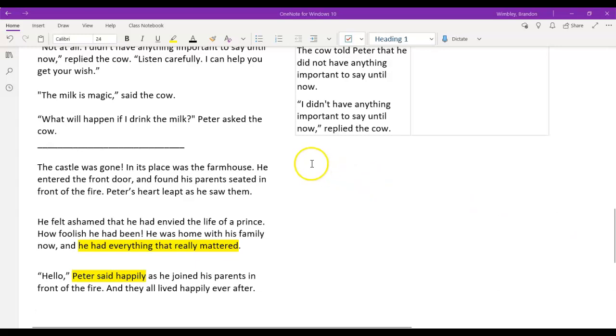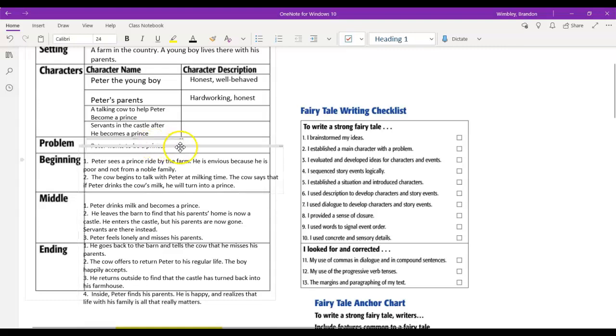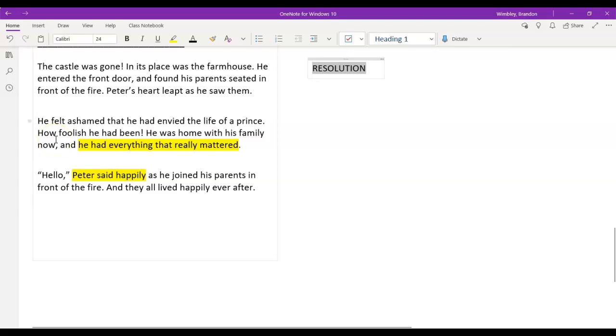Also, we have this word called a resolution. Resolution means the solving of a problem. So your closing, your ending, should also have a resolution. It shouldn't just be like they woke up and it was all a dream. It should have the solving of the problem. That's good writing right there. You tell me the problem we had, which if you remember all the way back in my planning guide, he wants to be a prince. He solved the problem by realizing he didn't really want to be a prince. So that's my resolution.